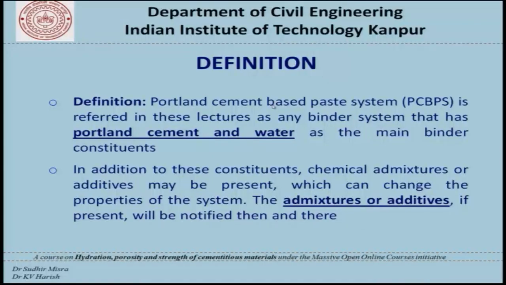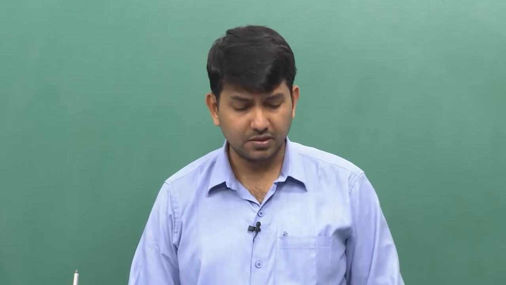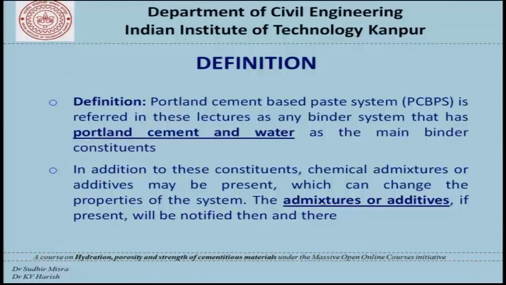So, definition: Portland cement based paste system, we are referring in this lecture as any binder system that contains Portland cement and water as the main binder constituent. That does not mean that the binder constituent should only have Portland cement and water. It may have some admixtures or additives or chemical admixtures. So, the presence of these admixtures and additives can actually modify the Portland cement or Portland cement paste. So, we are introducing this broad terminology for easier understanding of the audience.